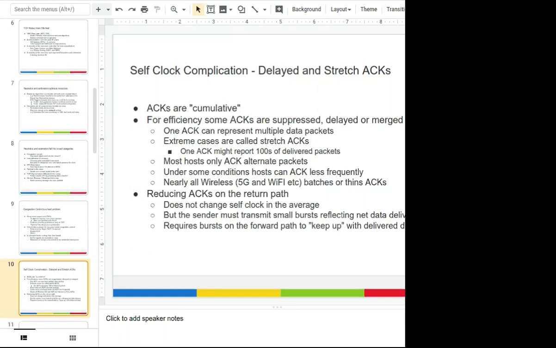In parts of this world, we see networks that give you one ACK per round trip. We mean Google. One ACK per round trip. No self-clock there. The sender sends full-size bursts. So reducing the ACKs doesn't change the basic nature of the self-clock, but it means that the sender's got to send little bursts for every ACK that ACKs more than one packet. And this is kind of fundamental to self-clock.